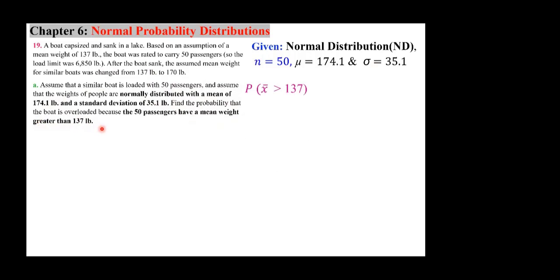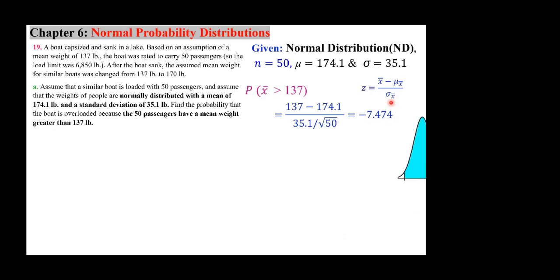We are going to get to the z. To do that, we use z equals x bar minus mu of x bar over sigma of x bar. And remember, this is the same as mu, and this is sigma over square root of n. Calculation will give us negative 7.474. That means almost everything from the table.